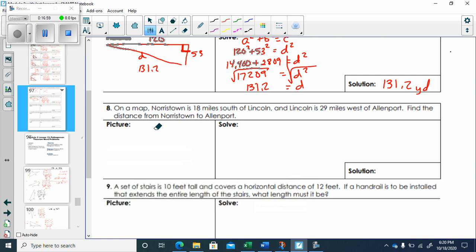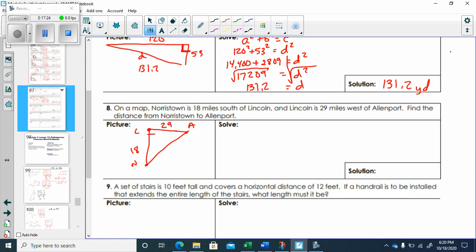Number 8. On a map, Norristown is 18 miles south of Lincoln. Okay, so let's put Lincoln here. Norristown is 18 miles south, okay? Here's Norristown, and it's 18. Lincoln is 29 miles west of Allenport, okay? 29, and there's your Allenport. What's the difference between Norristown and Allenport?